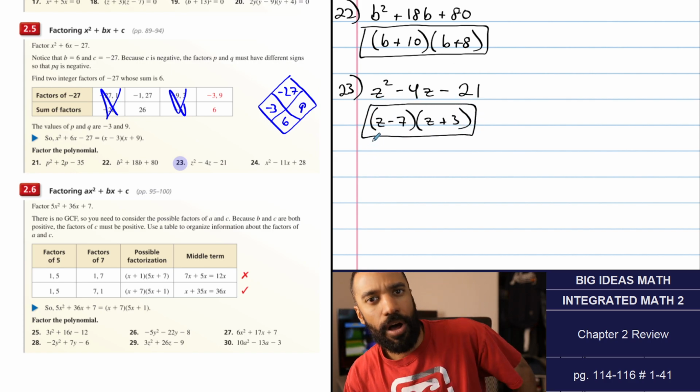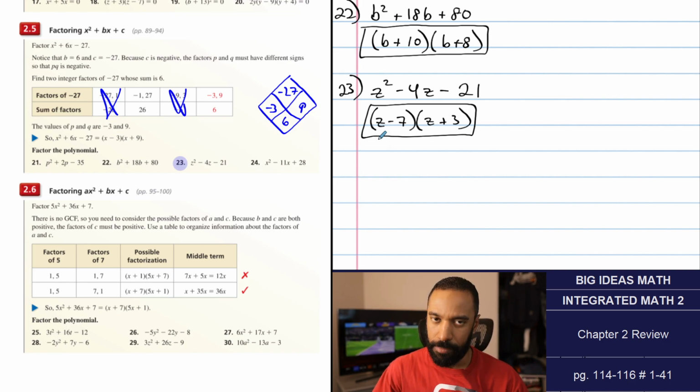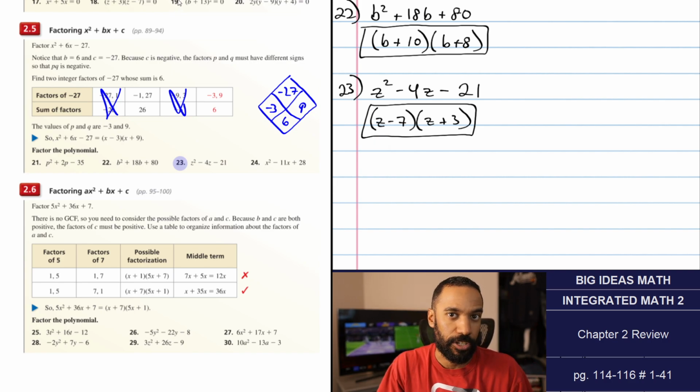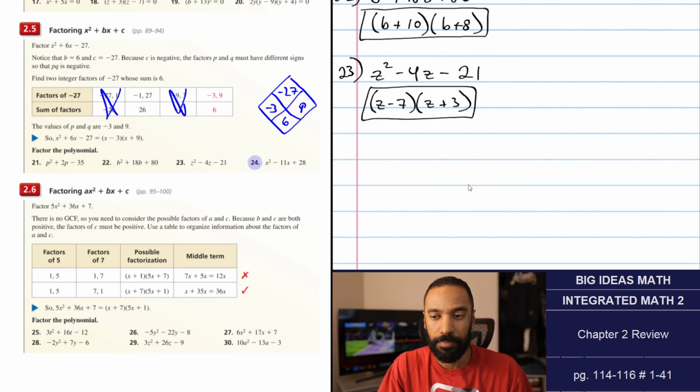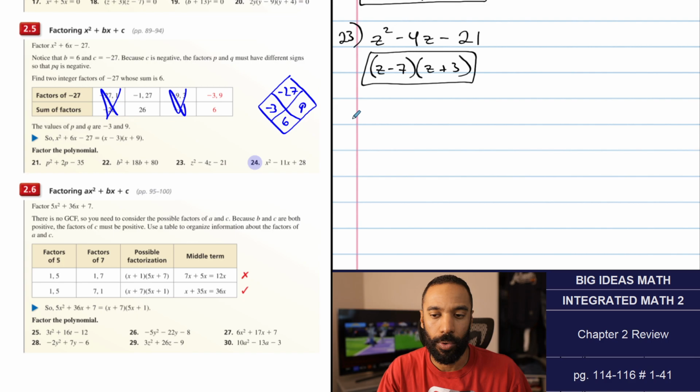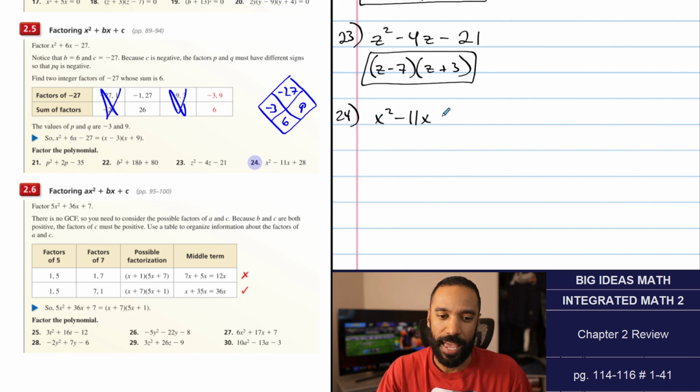Now, if in fact you've tried all of your factors, you did the math right, and none of them seem to work, that would actually mean that it's not factorable. They're not going to do that on you for these problems, but just make sure that you're aware that that's what it would mean, or you factored as much as you possibly can. And number 24, we have x squared minus 11x plus 28.